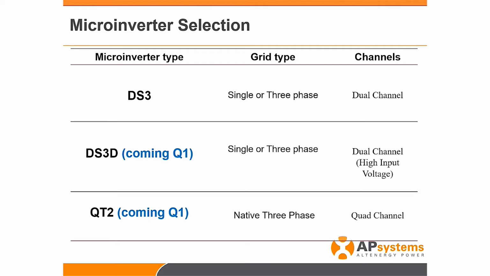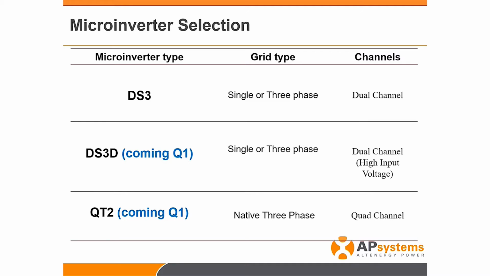DS3H, we usually don't keep it in stock because those are high wattage inverters, and we usually get them on demand. So if you have a commercial project, or a demand of around 400, 500 odd inverters, you can let me know in advance and I can arrange that for you. If not, then we have DS3S, DS3, DS3L readily available in stock.